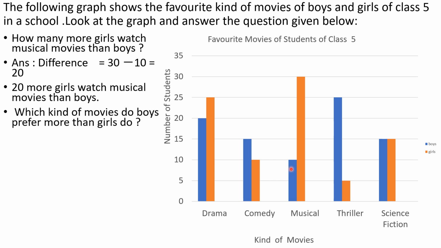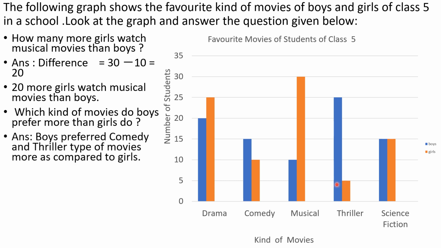Next question is, which kind of movies do boys prefer more than girls do? So see where the blue bar is greater than the orange bar. So there are two categories. In comedy also the blue bar is greater than the orange bar, and in thriller also the blue bar is greater than the orange bar. It means we can say that boys prefer comedy and thriller type of movies more as compared to girls.